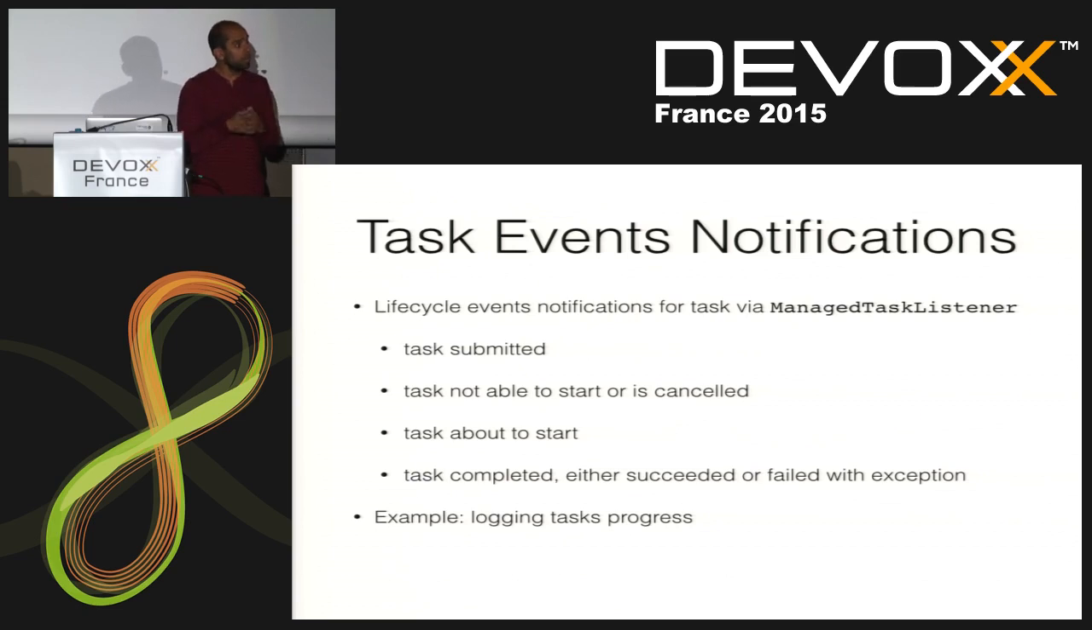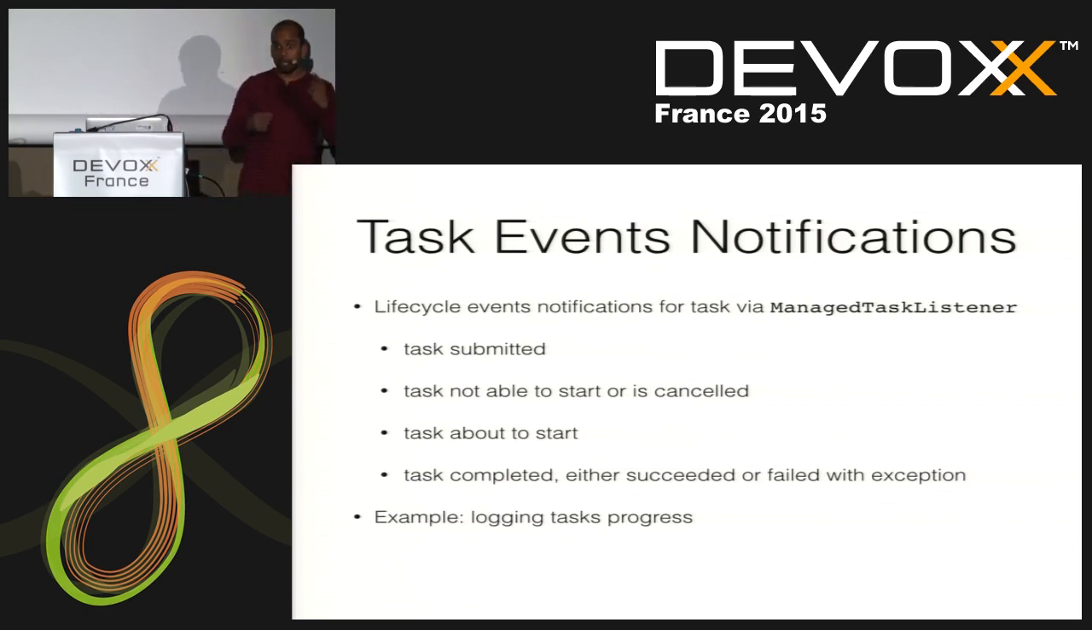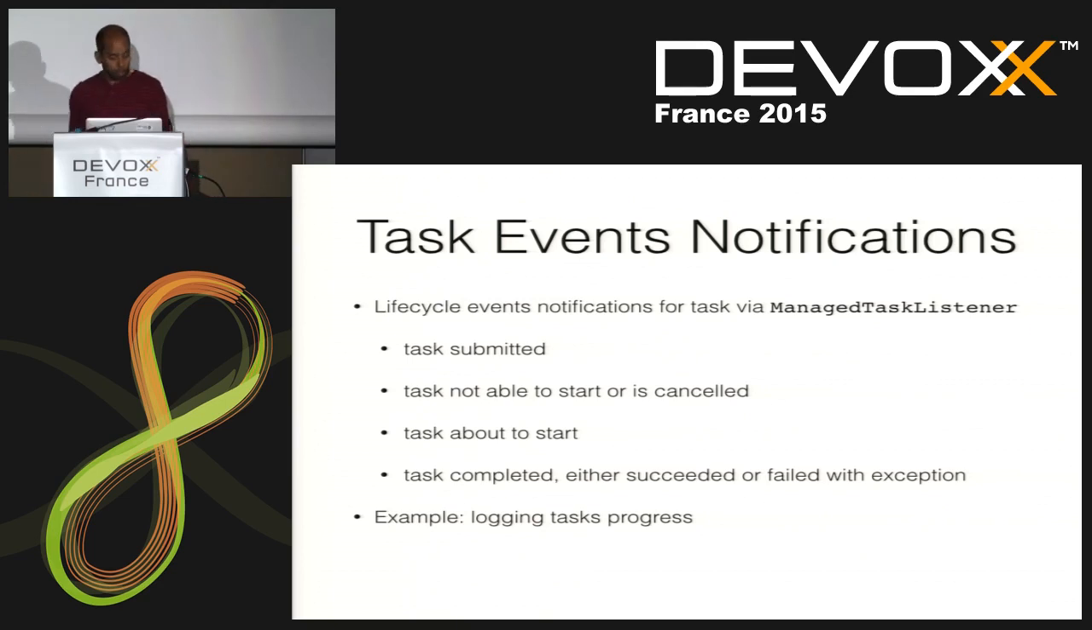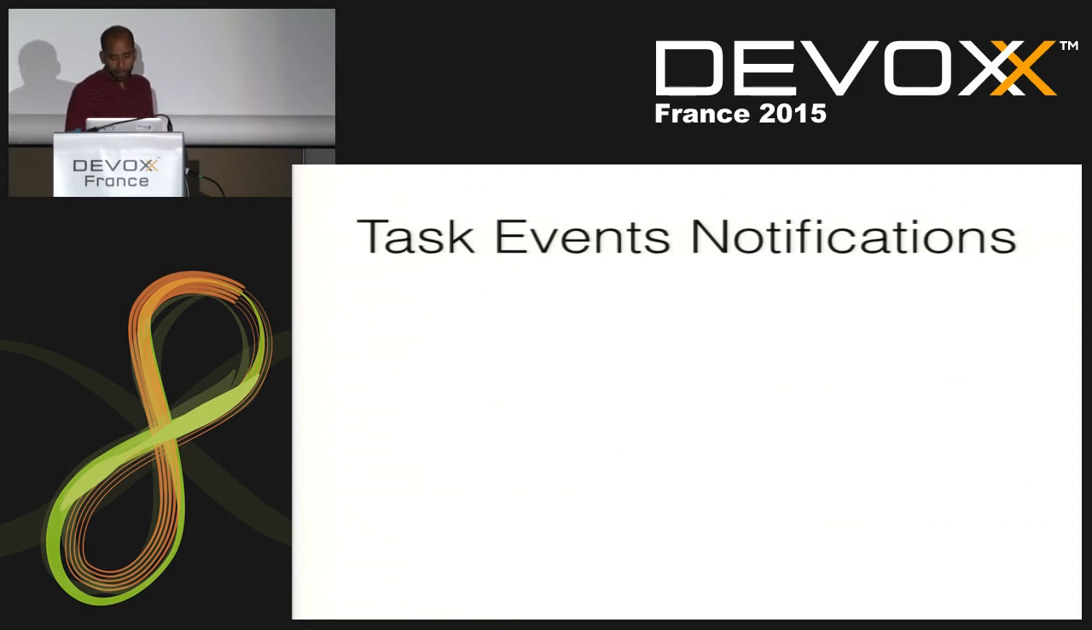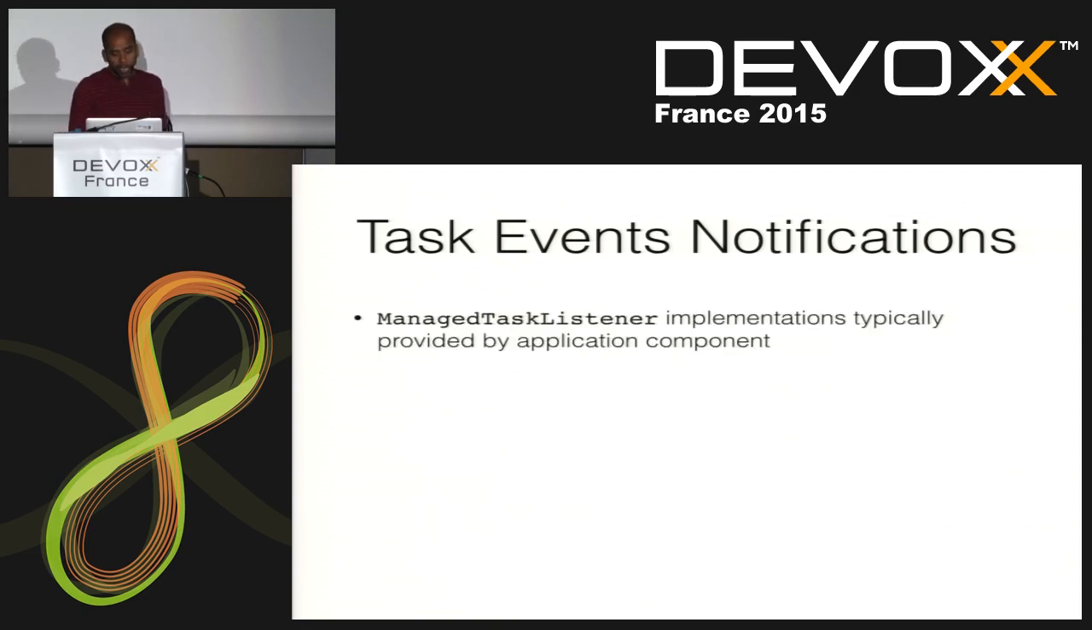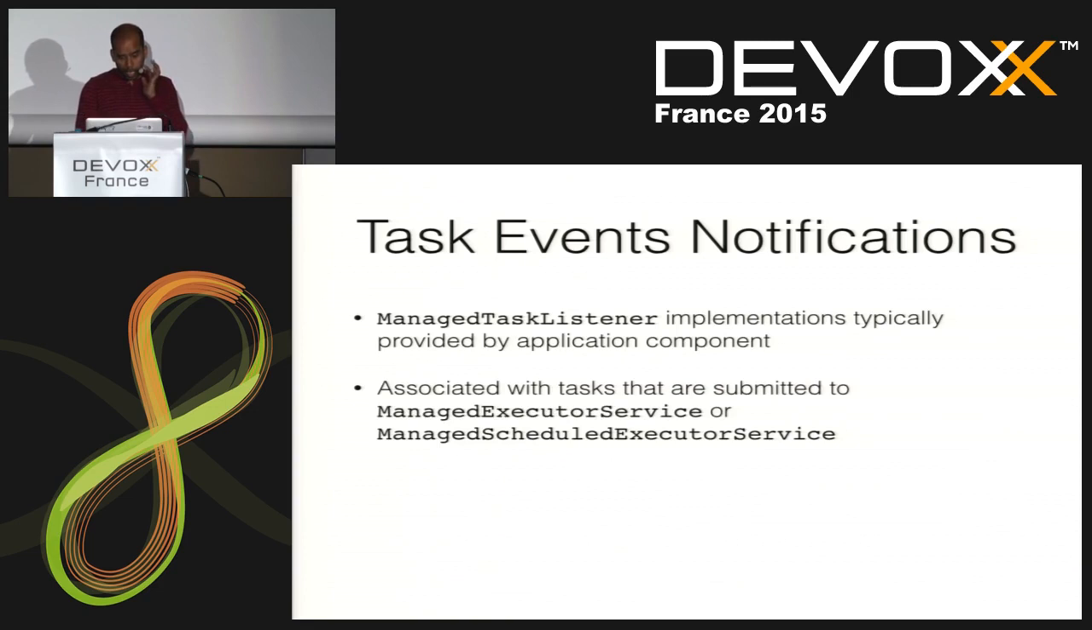And then sometimes you may want to re-attempt the task. Say the task has failed. Then depending upon your managed scheduled executor service, you may fire up the task again. Logging is a very good example of how you could use it to log what's happening across multiple threads. We talked about remedial actions, such as resubmitting a failed task. So managed task listener could be associated with managed executor service or scheduled executor service.